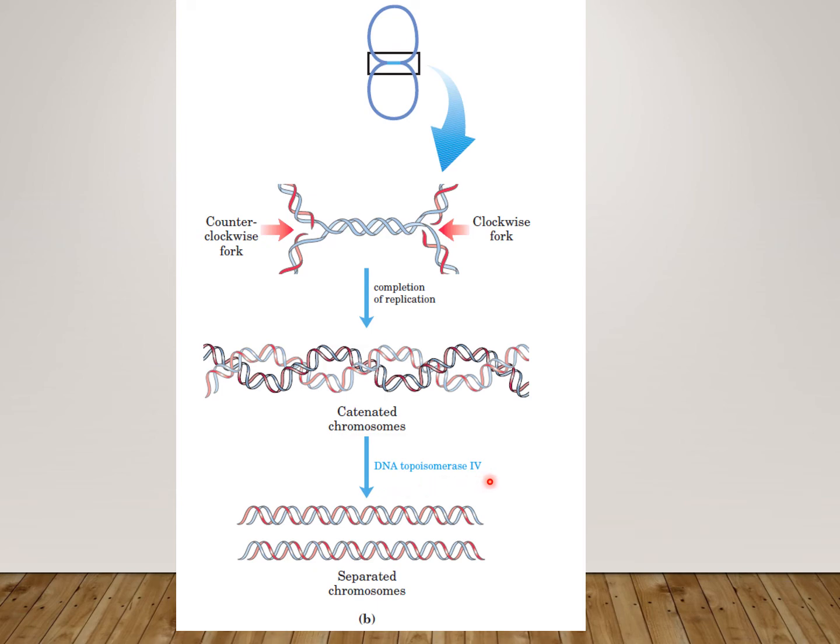Now these catenated chromosomes are separated by DNA topoisomerase 4. If you have seen the video carefully, DNA topoisomerase 4 belongs to the DNA topoisomerase 2 family, which can cut both the strands of the DNA and remove the tangling of the DNA, and it can separate the tangled chromosomes. So in this way, the termination process is completed and the two circular DNA are formed.